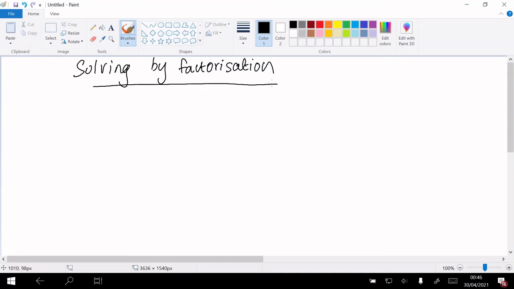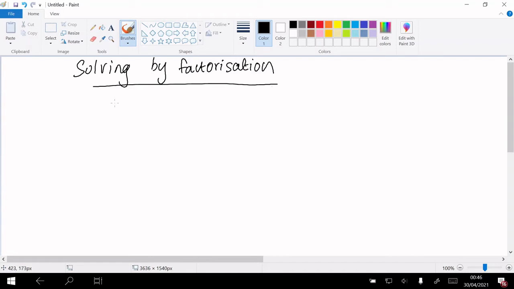So for this method, I'm making a big assumption that all of you already know how to factorize. And if you don't know how to factorize, that's perfectly fine. But feel free to just watch the video on factorization before continuing with this video. So let's get started with this method.